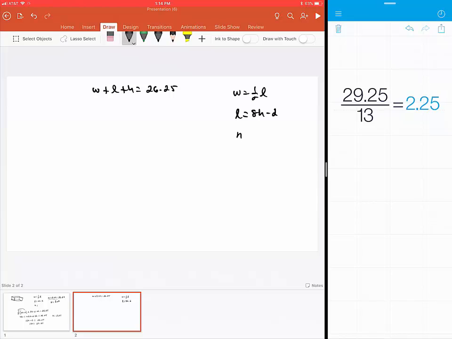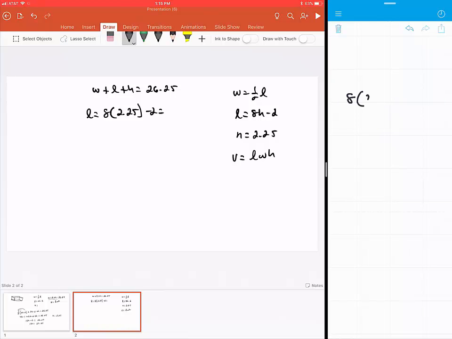Let's go over here. So the height is equal to 2.25. And remember that the volume is equal to the length times the width times the height. And so in this example, the length will be 8 times 2.25 minus 2. Right, so it's going to be 8 times 2.25 minus 2, and that's going to give us that the length is 16. Now, since the length is 16, the width is just going to be half of that, which is 8. And so, of course, the height is 2.25. So the length is 16 inches, the width is 8 inches, and the height is 2.25 inches.